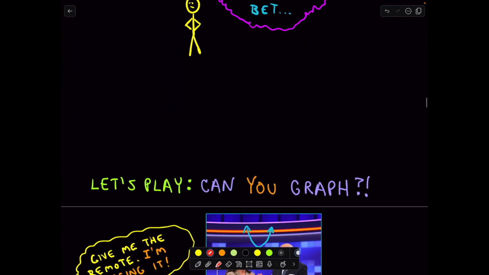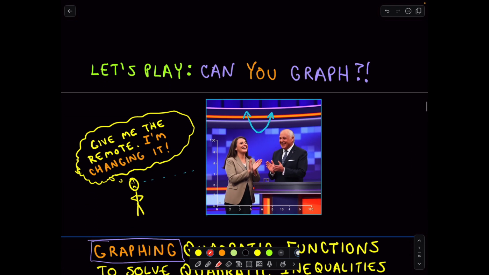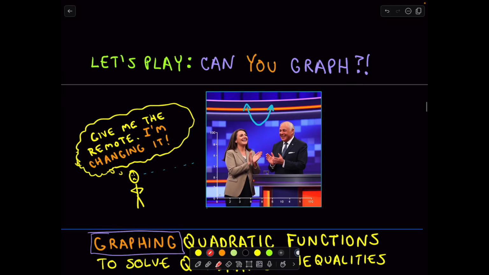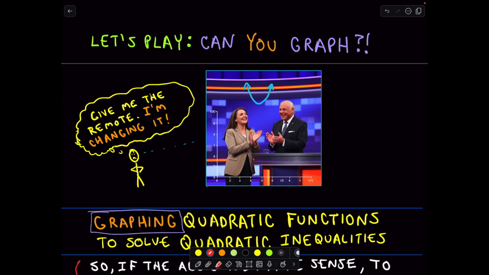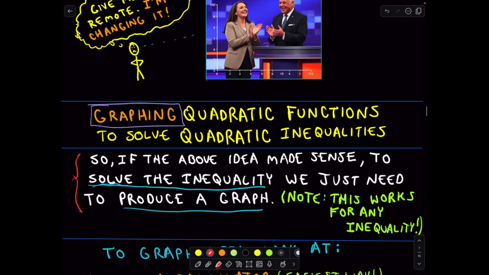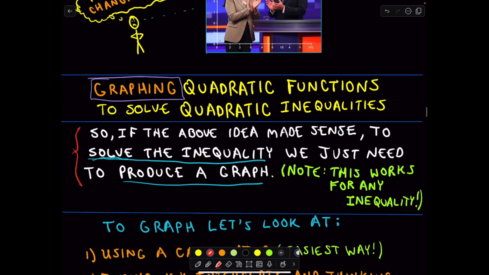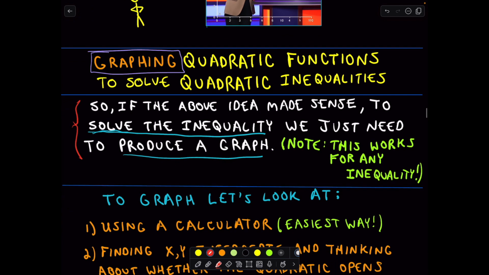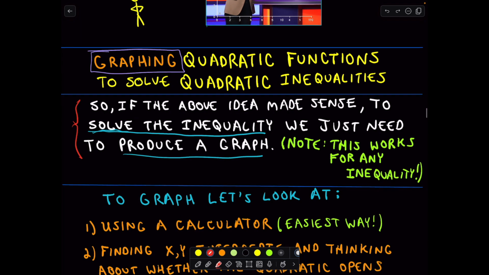So let's play Can You Graph? Because really that's all it comes down to now, solving these quadratic inequalities, is being able to graph them. That's one way to do it. Either that or algebra. Okay, so let's talk about graphing quadratic functions, because once you graph the quadratic function, you can find the solution to the inequality.